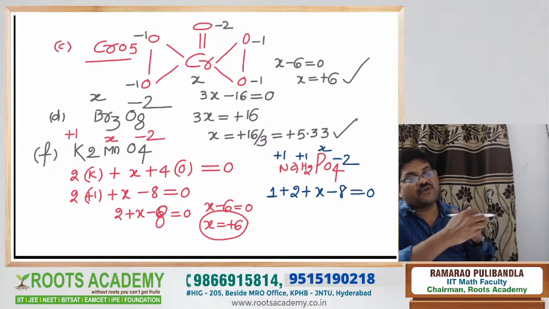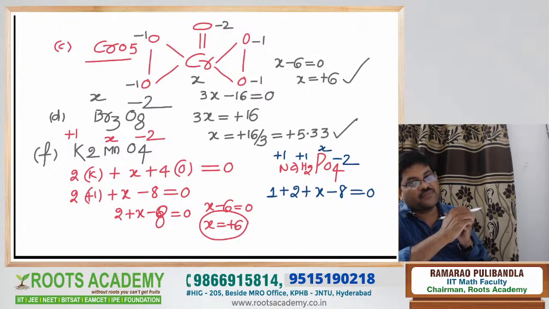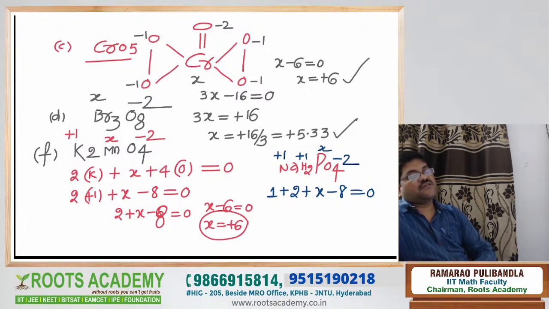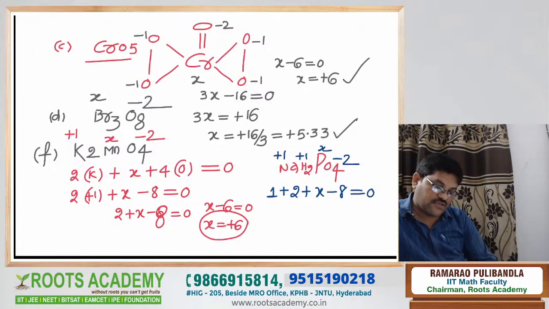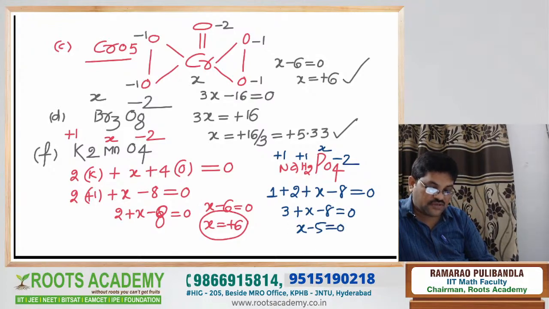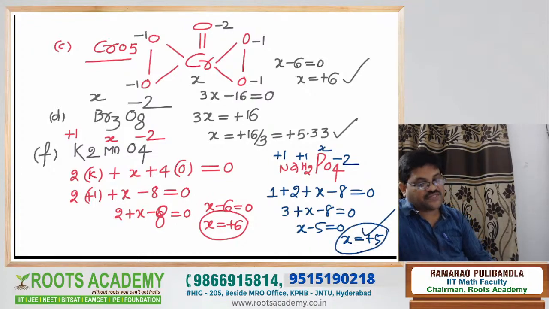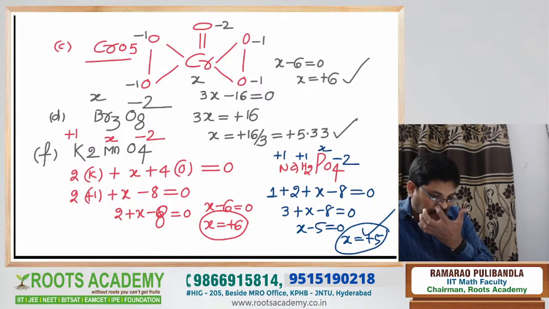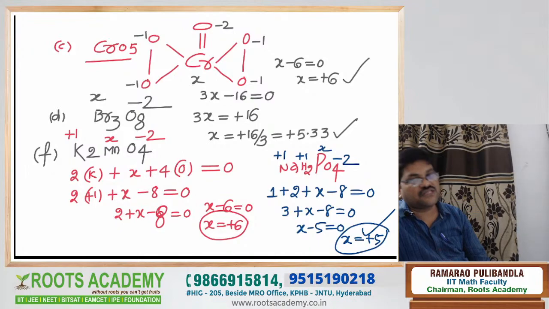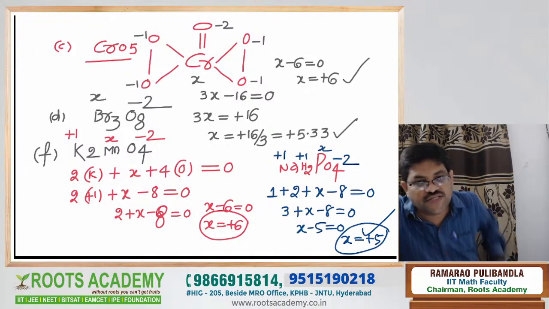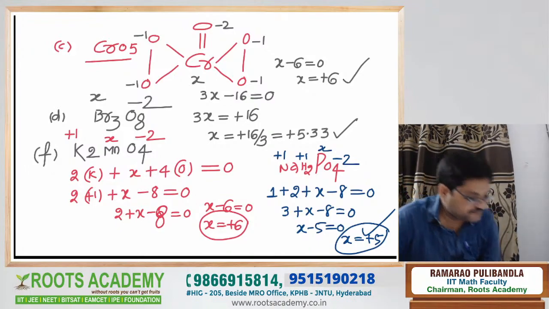The sum of the oxidation states of all atoms is equal to 0. Tell me, summation means what? Sum of the oxidation states of all atoms is equal to 0. Therefore, 3 plus x minus 8 is equal to 0. x minus 5 is equal to 0. Now x is equal to plus 5. Phosphorus is in the plus 5 state. Understood what I am saying? Simple logic. So this is the oxidation state of the underlined atom.